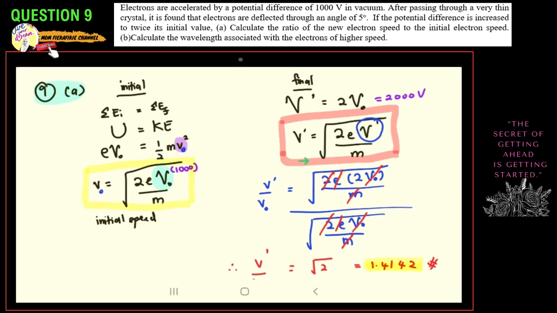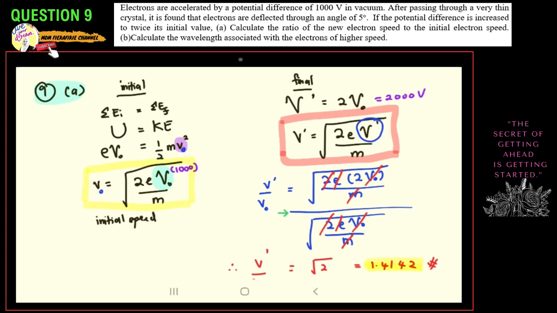So baca betul-betul pasal soalan ratio, dia nak the ratio of new electron speed. Maknanya dia nak new tu yang final lah, yang selepas kita increasekan potential difference tadi. So V prime over V0, bukan V0 over V prime, sebab dia kata new electron speed to the initial electron speed. So let's substitute all the equations. V prime square root 2e, and V prime kita nak tulis 2000 pun boleh, ataupun saya letak sini twice, 2 kali ganda V0, 2 V0 over m.